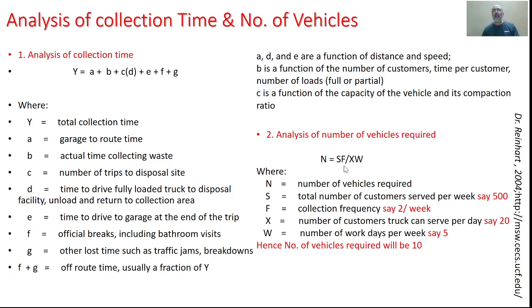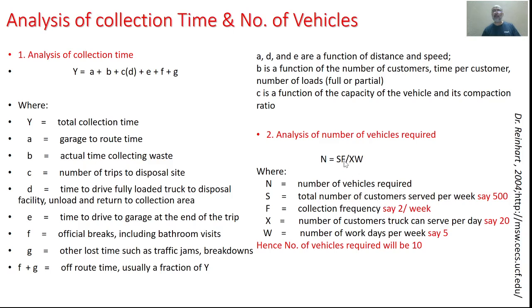N is the number of vehicles required, which can be determined by SF divided by XW. Here this S is the total number of customers served per week. F is the collection frequency. X is the number of customers that a truck can serve per day. W is the number of work days per week.